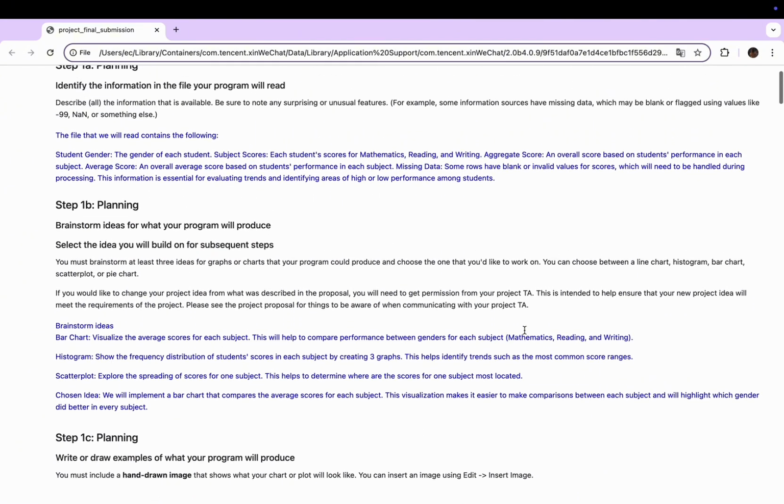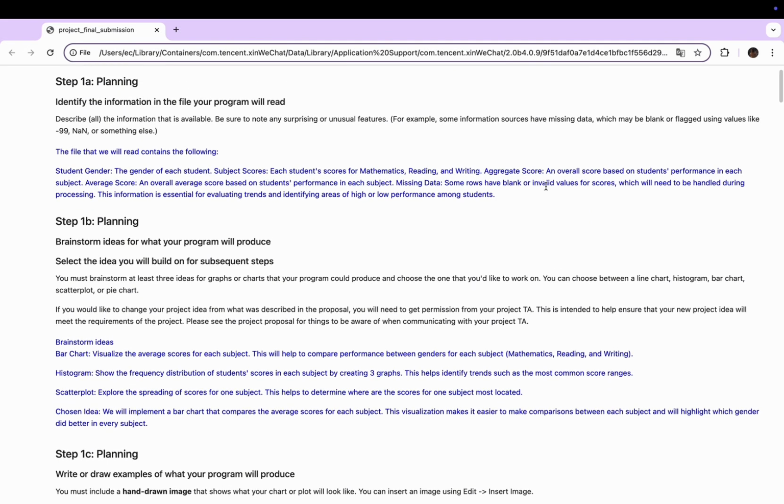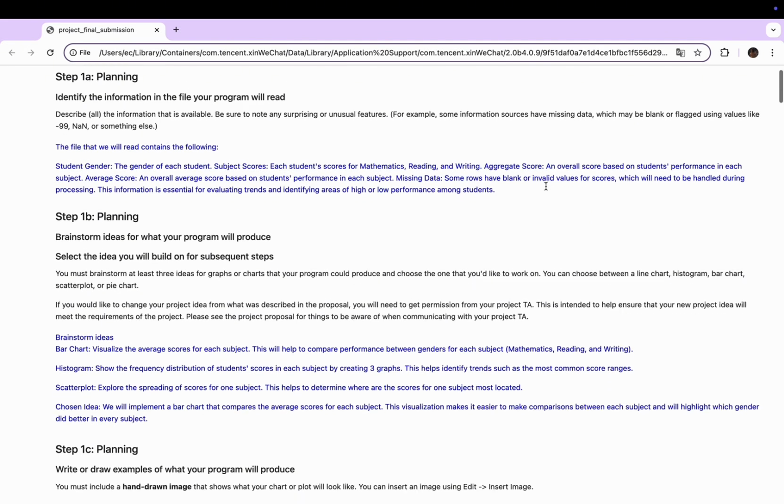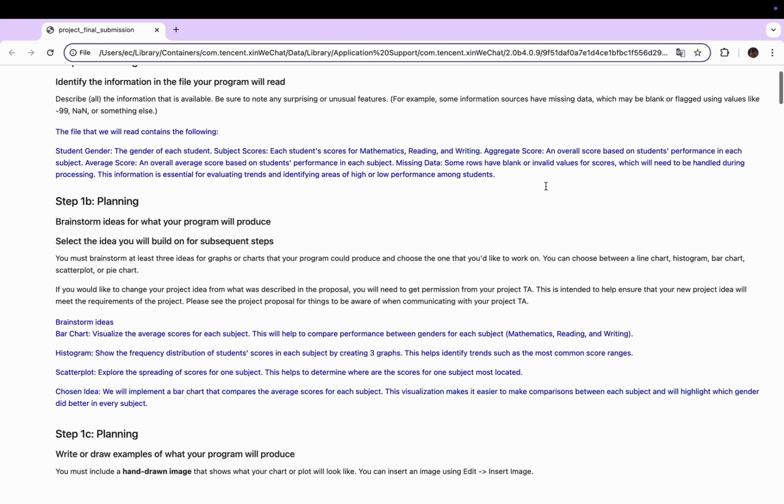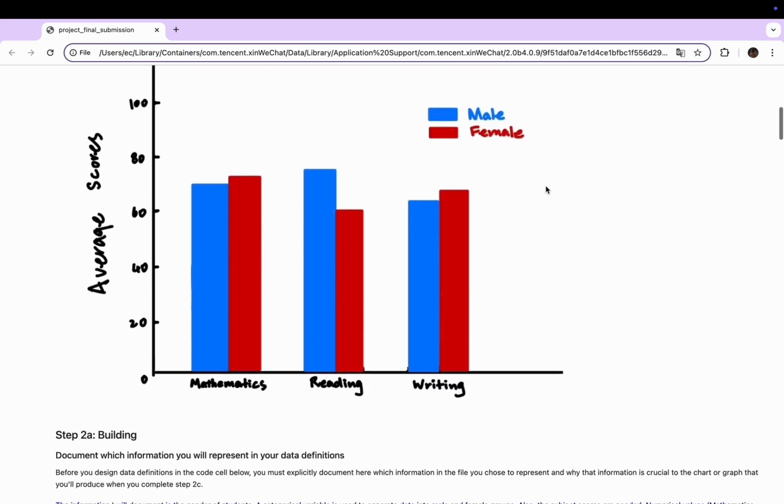The dataset used for this project is provided by the CPSC course and contains detailed records of student scores categorized by gender. The primary question we aim to answer is, do male and female students perform differently in math, reading, and writing? Also, who did better in each subject?